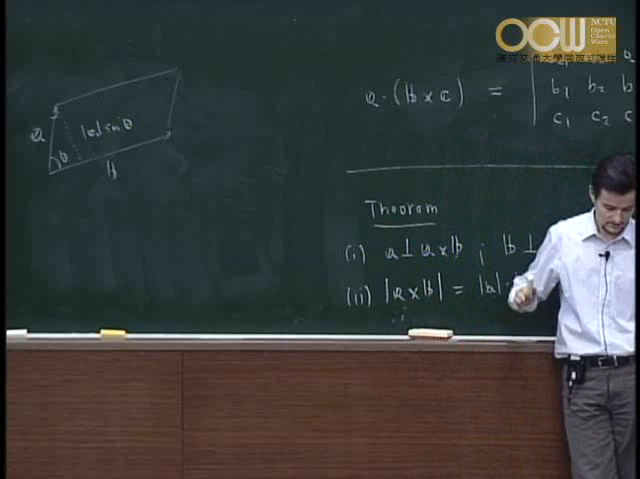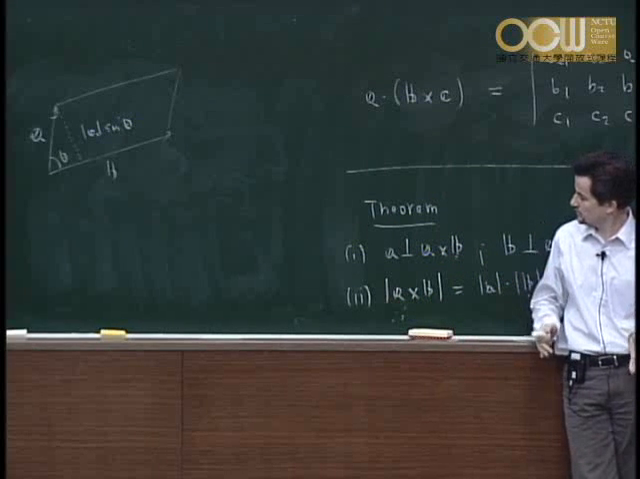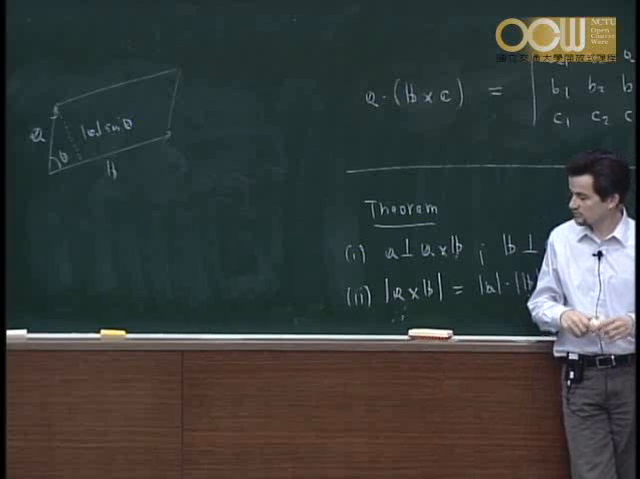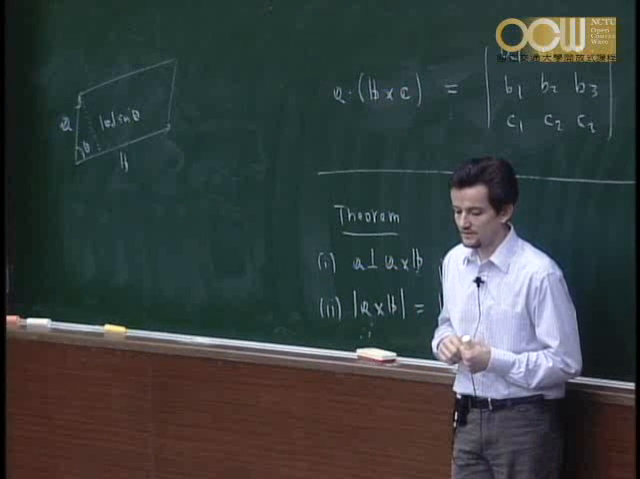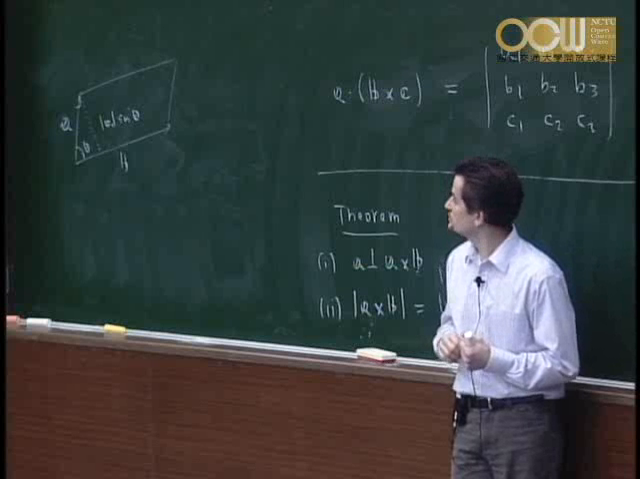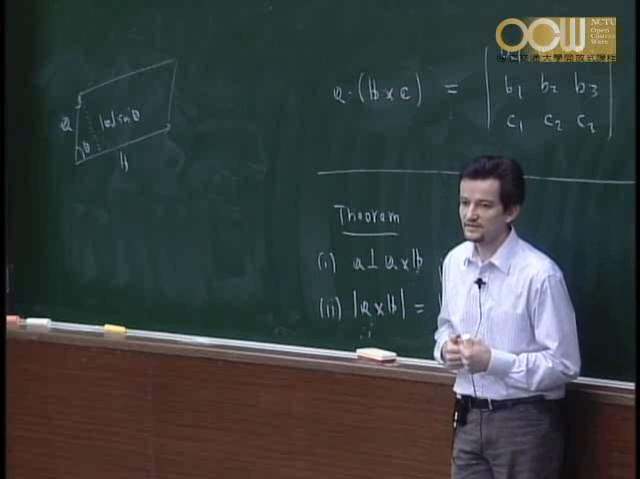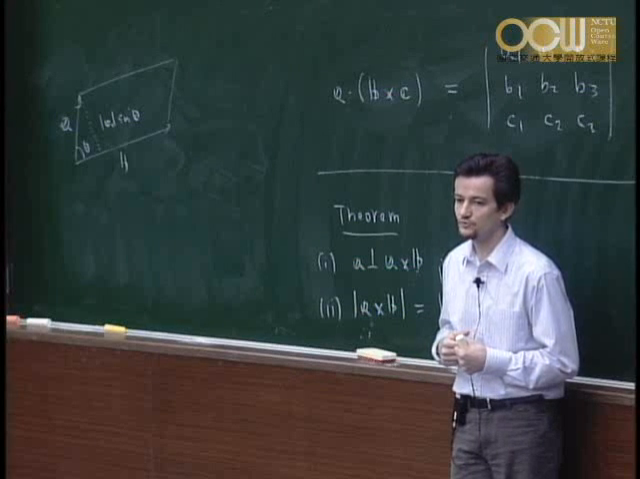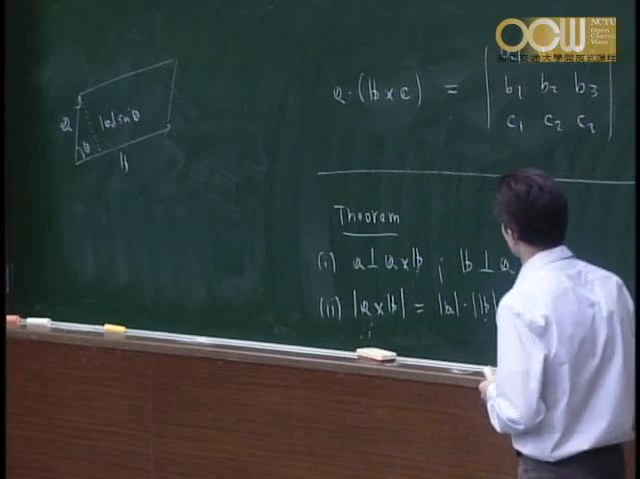Once more to summarize, the vector product is orthogonal to both A and B. The length is given by the area of the parallelogram spanned by A and B, and the direction, whether up or down, is determined by the right-hand rule. So this is the vector product.